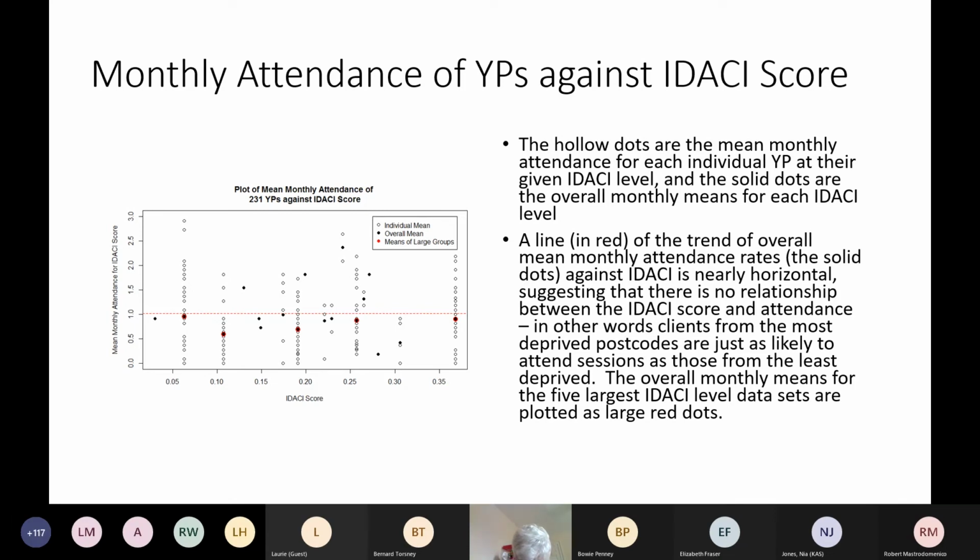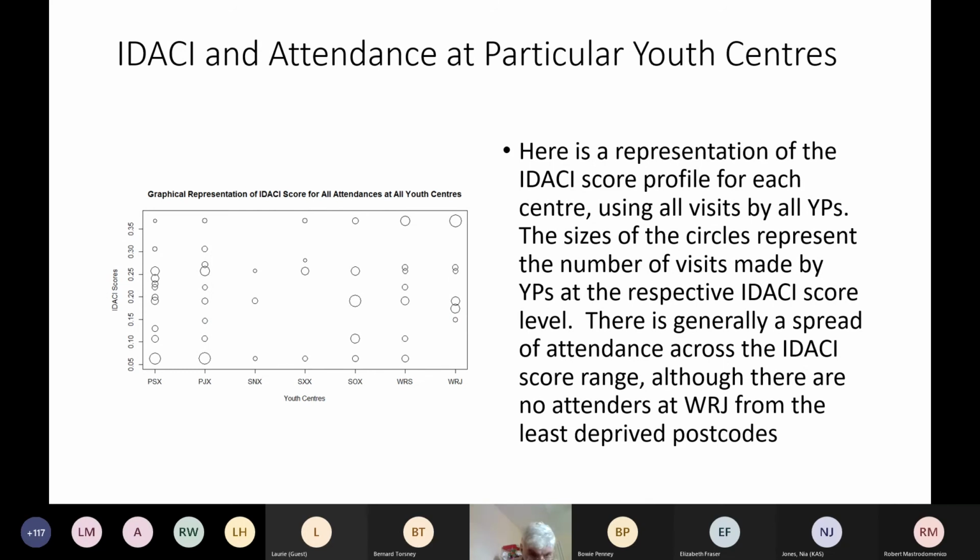Then I looked at each of the youth centres, and you'll see that these youth centres, their initials are across the bottom here, and the circles are proportional to the number of visits that were made by young people from the particular Idarki levels, which are now up the side vertically, to that particular youth centre. So, for example, if I look at, I can't read, the letters are very small, but I think that's SOX. If you look at SOX in the middle, it's quite a large circle showing it was fairly well attended by people at that deprivation level, and so on.